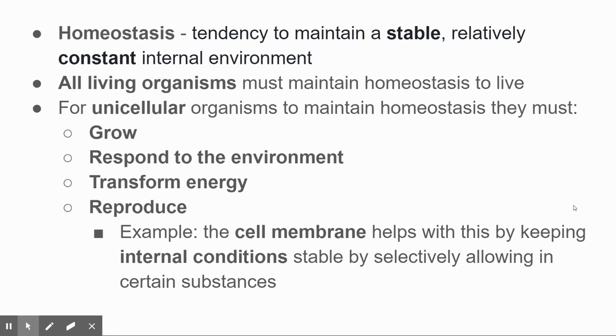For unicellular organisms to maintain homeostasis, they must be able to grow, to respond to their environment, to transform energy, which means to be able to actively use energy. That's getting into more of our cellular respiration, where we can take sugar and turn it into energy that we can use. And the big thing is they must be able to reproduce. For example, the cell membrane helps with this by keeping internal conditions stable by selectively allowing in certain substances.